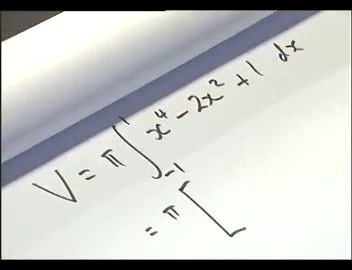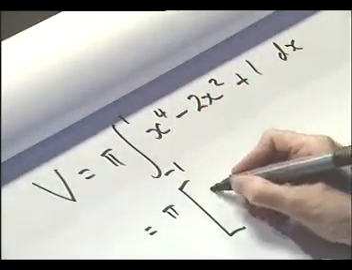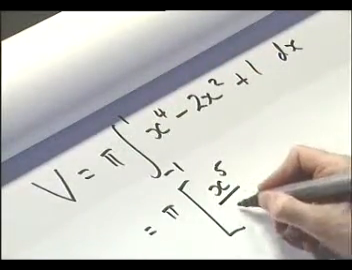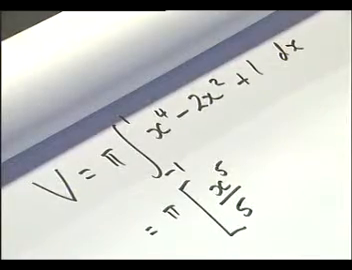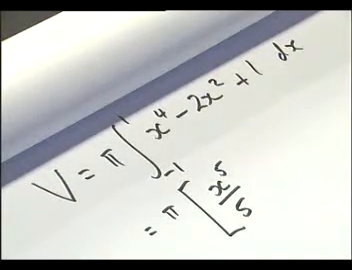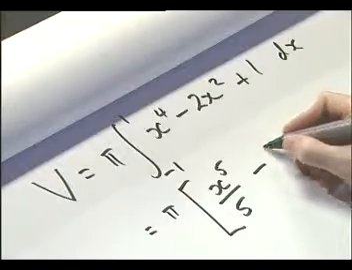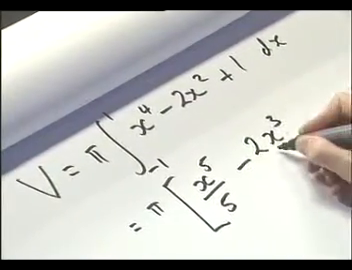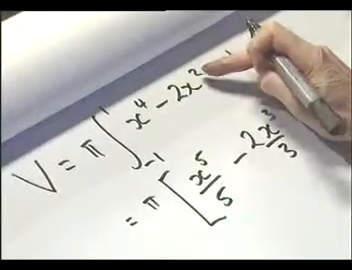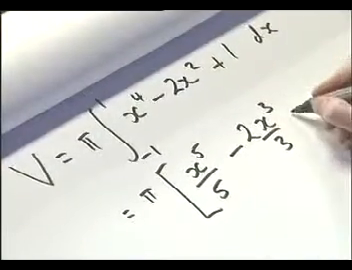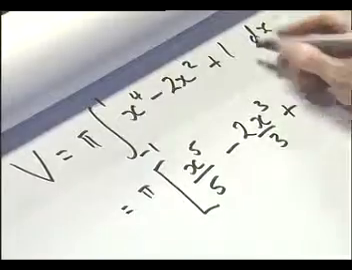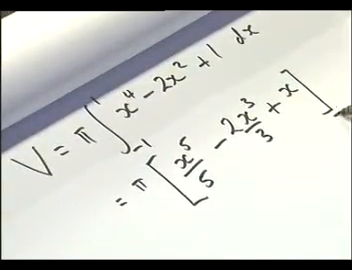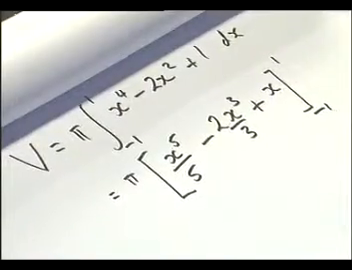Now we'll do the integration. The integral of x to the 4th is x to the 5th, adding 1 to the index and dividing by the new index. So we have x to the 5th over 5 minus 2 x squared, when we integrate it, is x cubed over 3, adding 1 to the index and dividing by the new index, plus, and the integral of 1 is just x. And this is between minus 1 and 1.